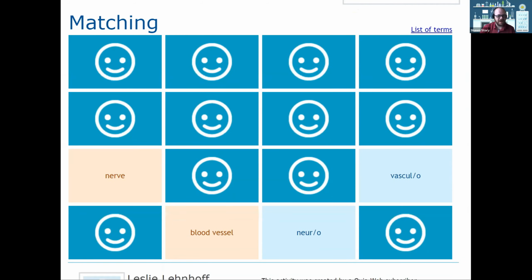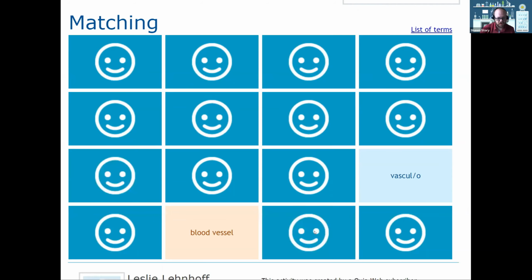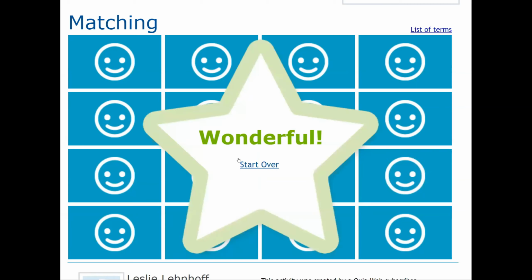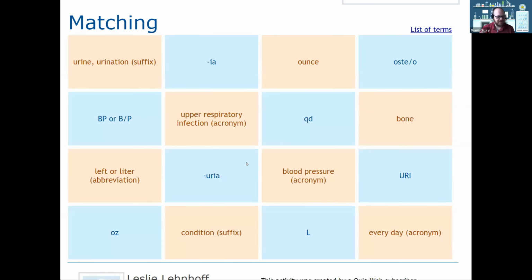Absolutely. All right, we got two more. Nerve is neuro, like neurology, the study of the neurons. A neurologist is the doctor who works with the brain. And blood vessel is for vascular. Excellent job. All right. I personally think this is a better way to study than to just go through the list in alphabetical order.